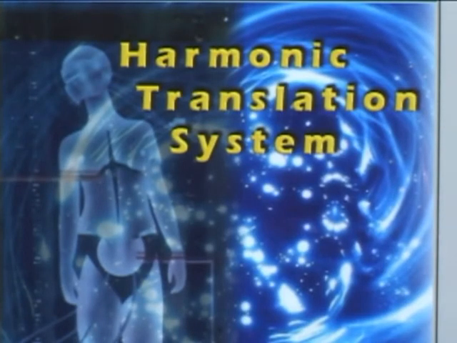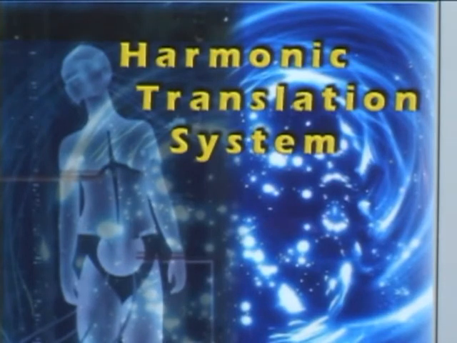Welcome to basic training for the Harmonic Translation System Omega. The HT System Omega is a computerized instrument for the analysis and composition of subtle energies. Used mostly as a tool in alternative healing therapies, the instrument can also be used to promote new psychospiritual states of mind and emotional equilibrium.